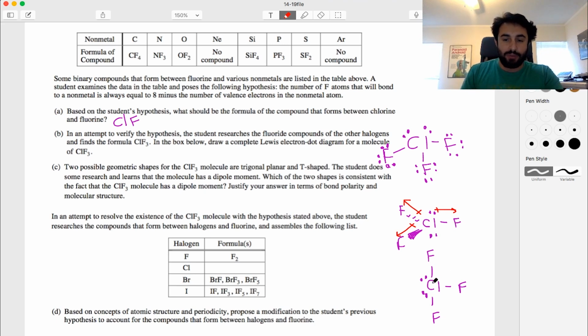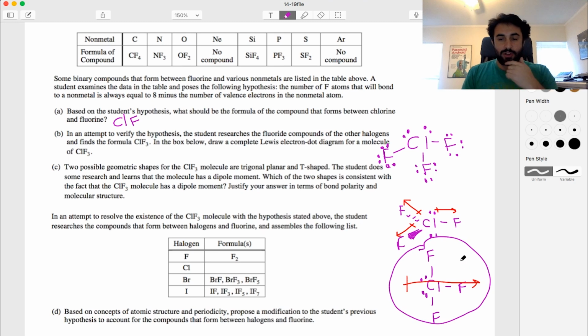But over here, we've got up, down, and this way. So these two cancel each other out, which means there is a net dipole this way. So this is the one. This is the structure that would allow for a dipole moment. So that must be the geometry of the molecule there.